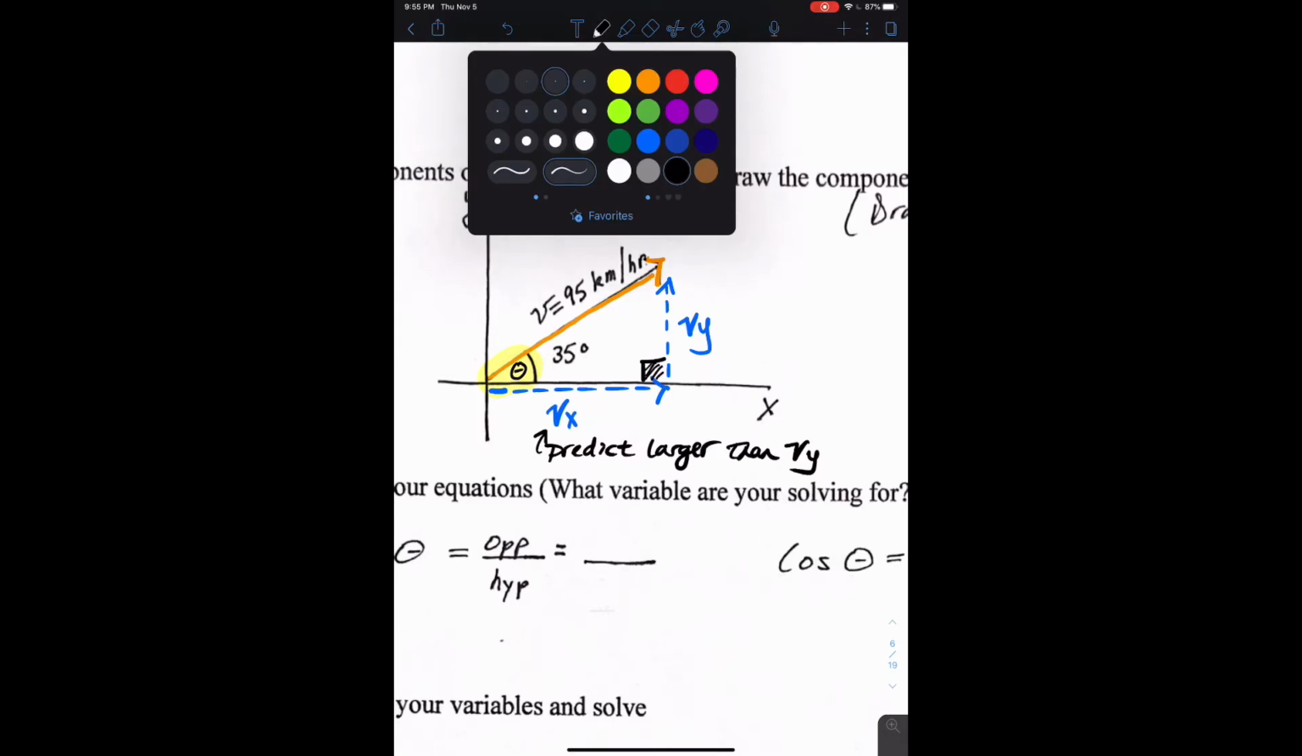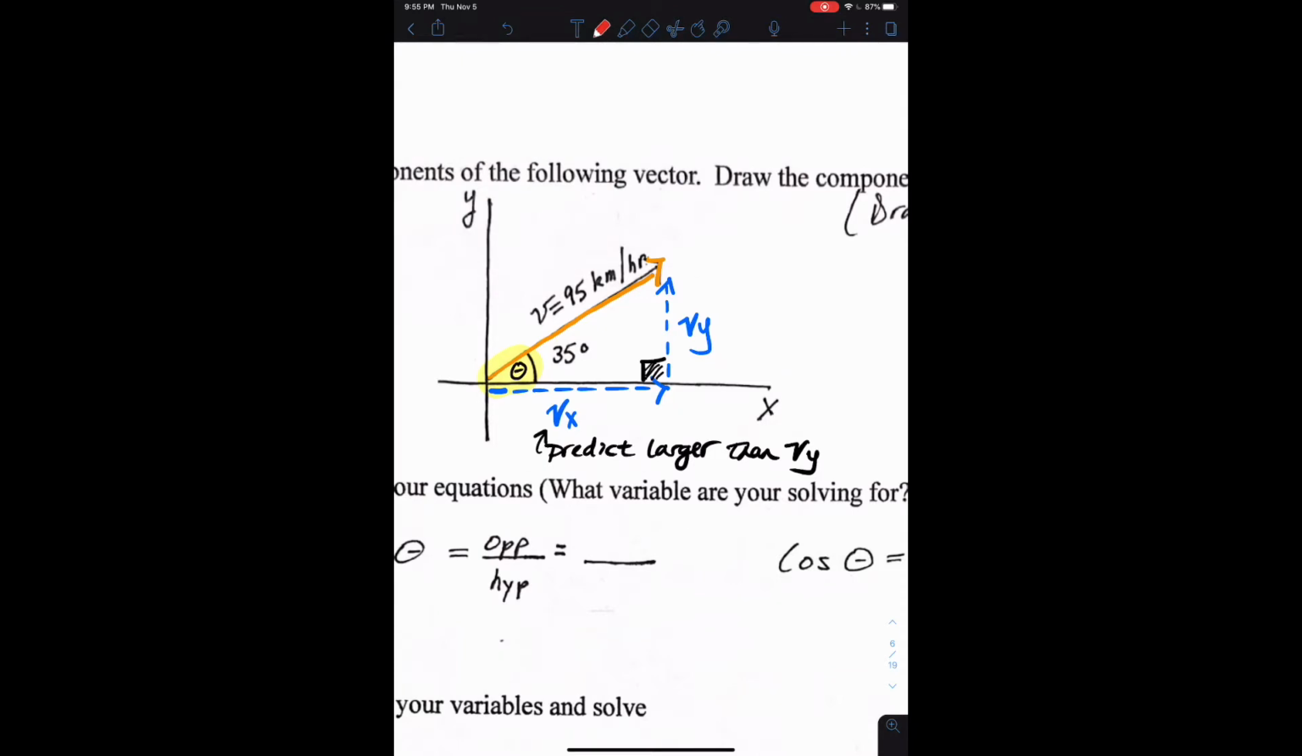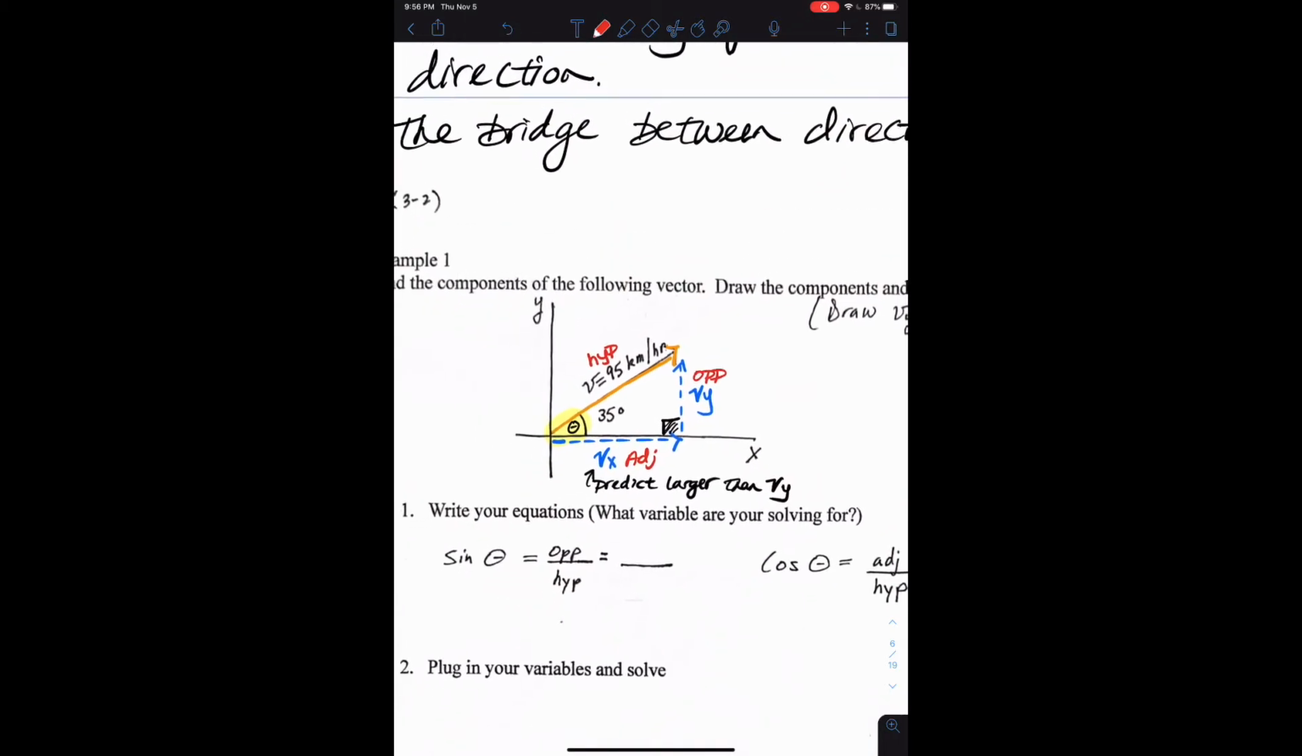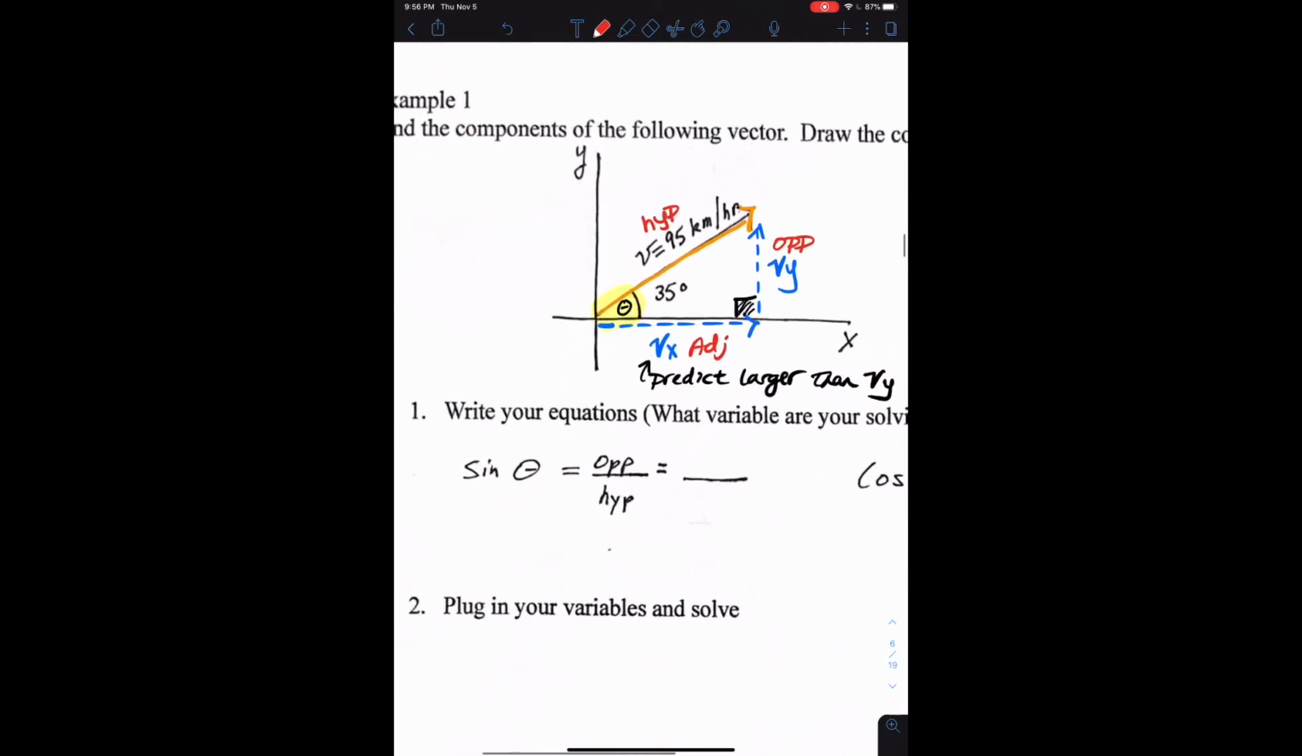Pick a different color here. I guess we'll go red here. All right, across from 90 is going to be my hip. So V is going to be the hip. Across from theta is going to be my opposite. Next to theta is going to be my adjacent. All right, so we want to solve for all of these. So when you solve for these, you always want to write out your formula.